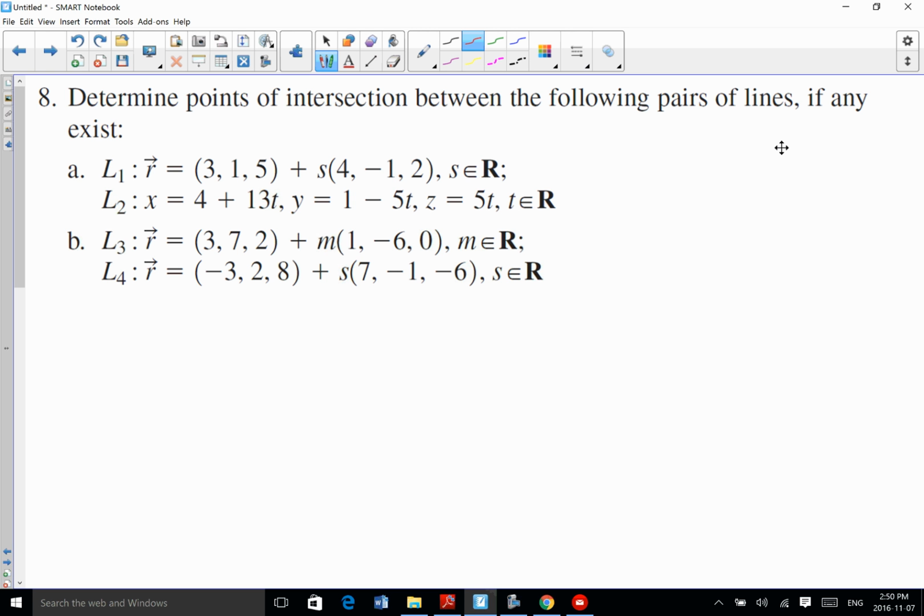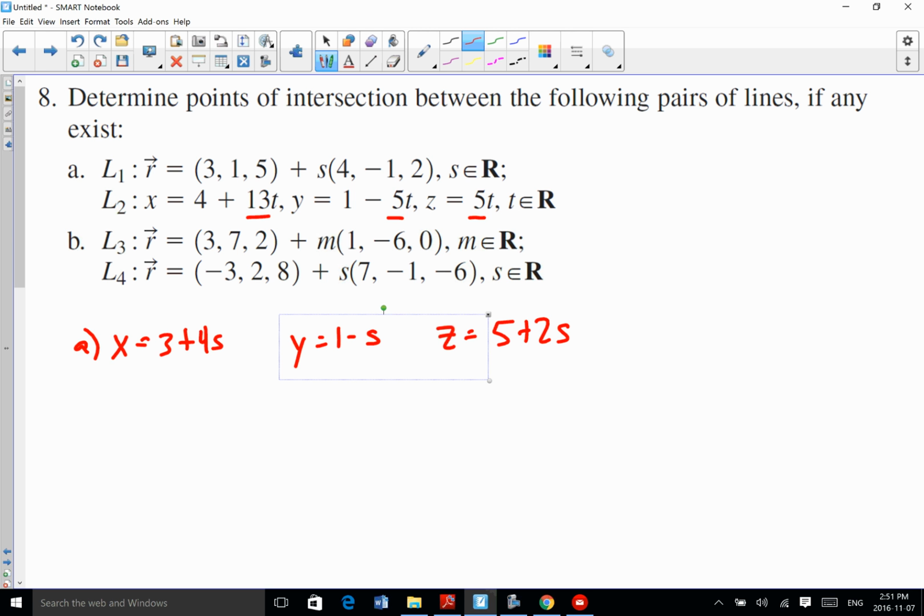Now, it can be a little tricky when they're not in the same format, so I would suggest putting them in the same format. I noticed that line 1 in part A is in vector form. So let's put it into parametric form to make our life more comparable. So we get x equals 3 plus 4s, y equals 1 minus s, and z equals 5 plus 2s. Comparing my directions, 4, negative 1, and 2, I notice that's very different from 13, negative 5, and 5, which tells me those aren't collinear, they're not scalar multiples, they're going to have to meet somewhere.